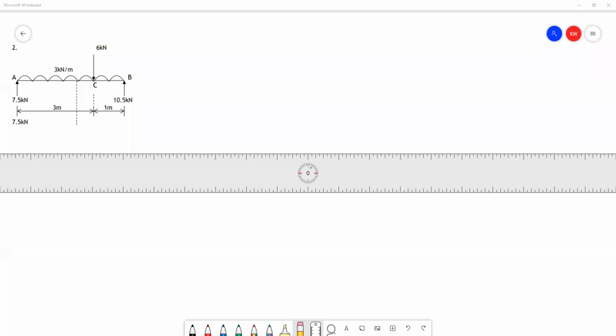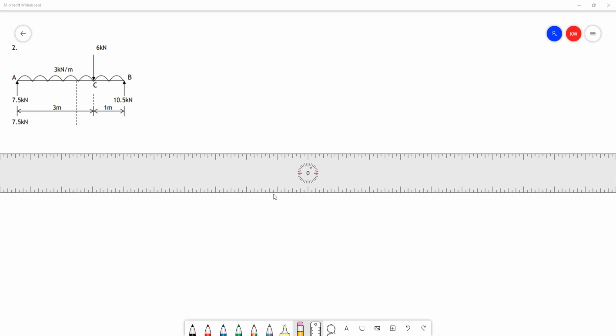In this video, we're going to look at example 2 of shear force and bending moment diagrams from page 15 of the course notes. You can see on the screen just now, I've taken the beam that we're given in example 2 and put it onto our whiteboard here.